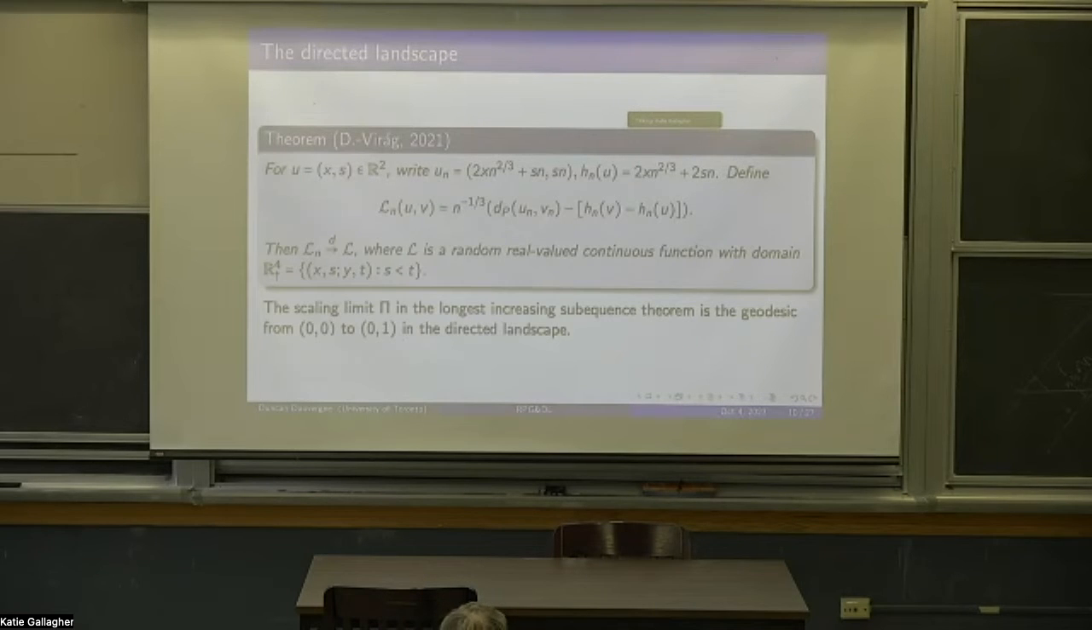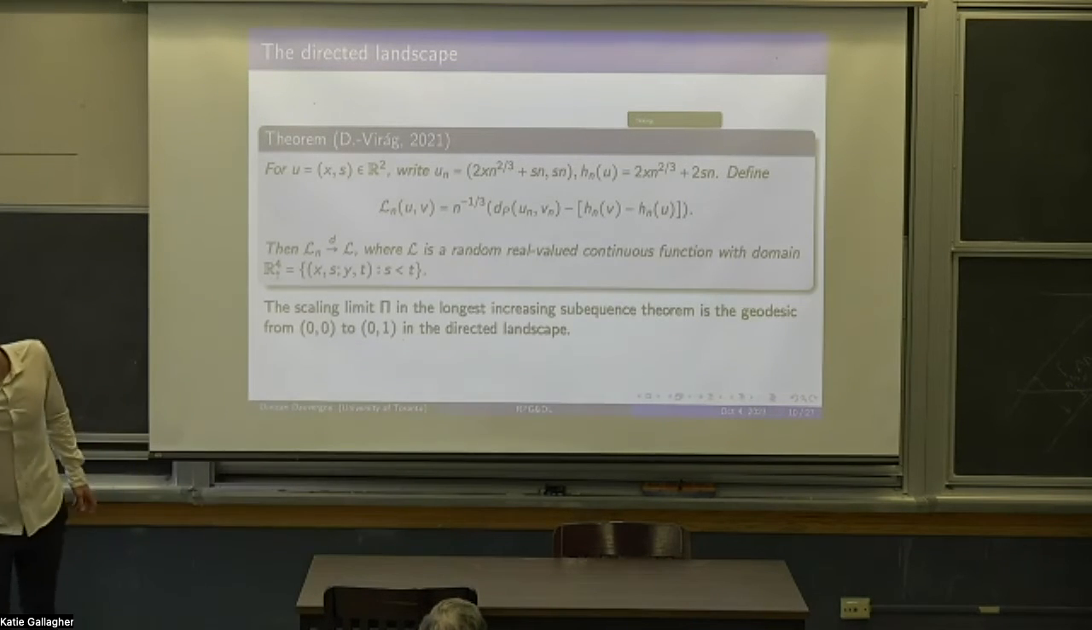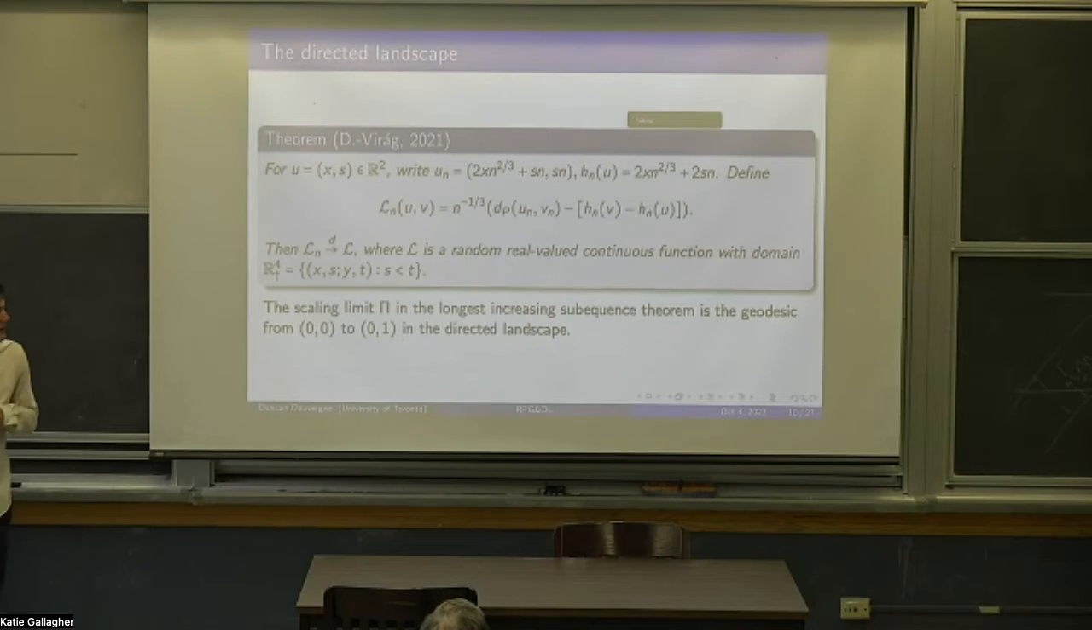And so what is this limit pi? So the scaling limit in this theorem is exactly a geodesic between two points in this limiting structure. So mostly what I want to do for the rest of the talk is explore this object L and hopefully give some intuition for what it looks like.